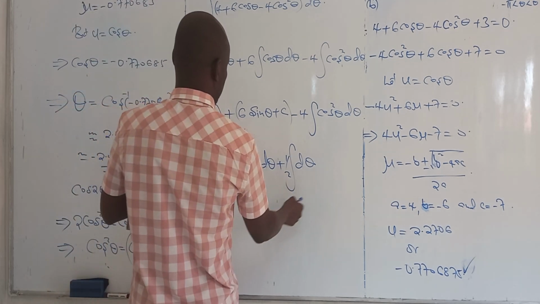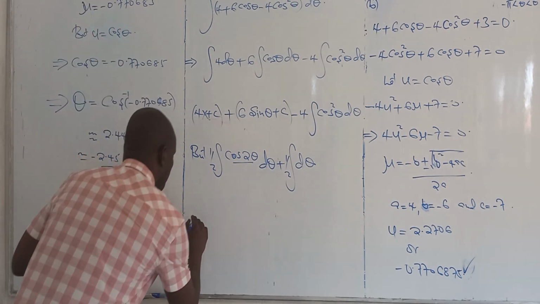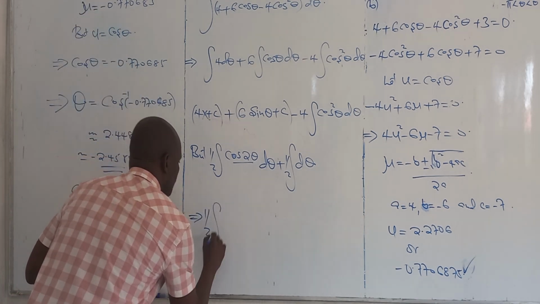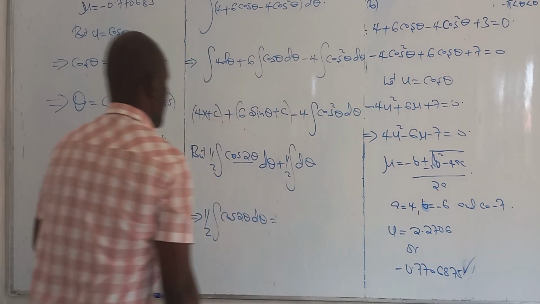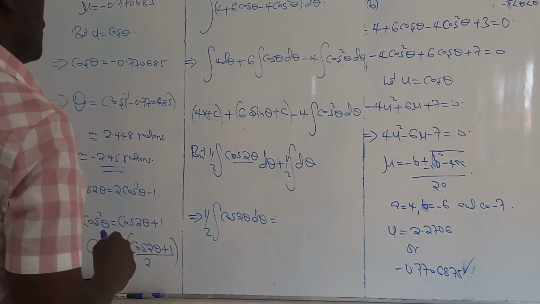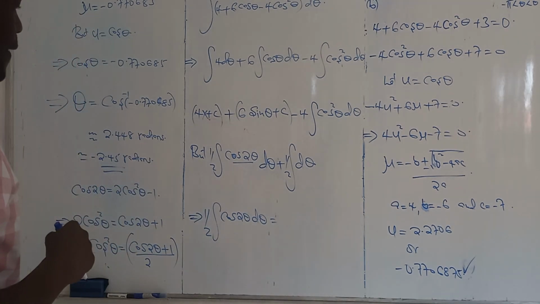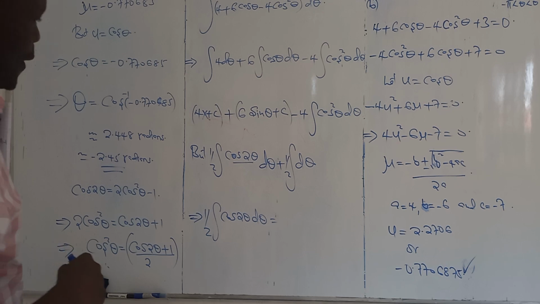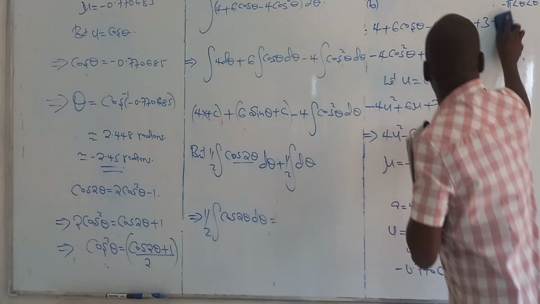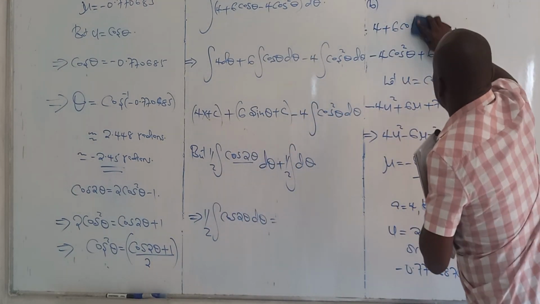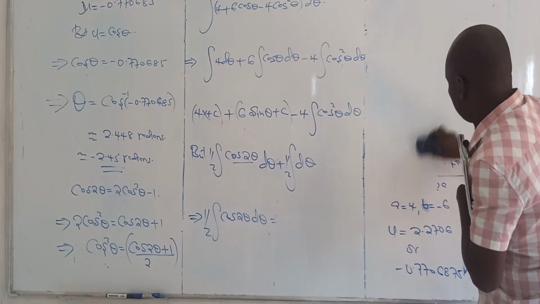But of course, the other part we can straight away tell. But this part, how do we go about it? So we say half of cos 2 theta d theta. Here we apply the chain rule. Now we apply the chain rule.